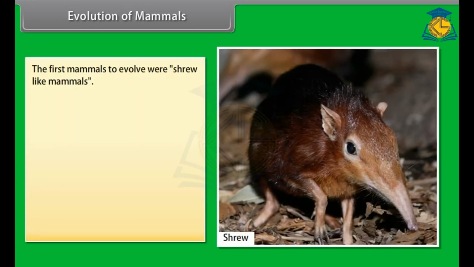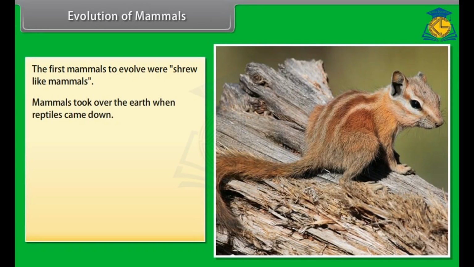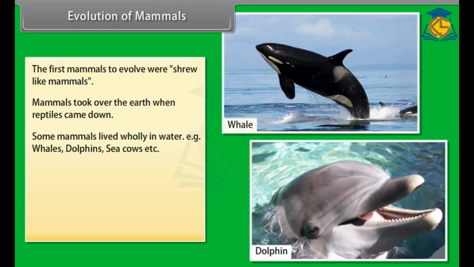Evolution of mammals. The first mammals to evolve were shrew-like mammals. Mammals took over the earth when reptiles came down. Some mammals lived wholly in water. Example, whales, dolphins, sea cows, etc.